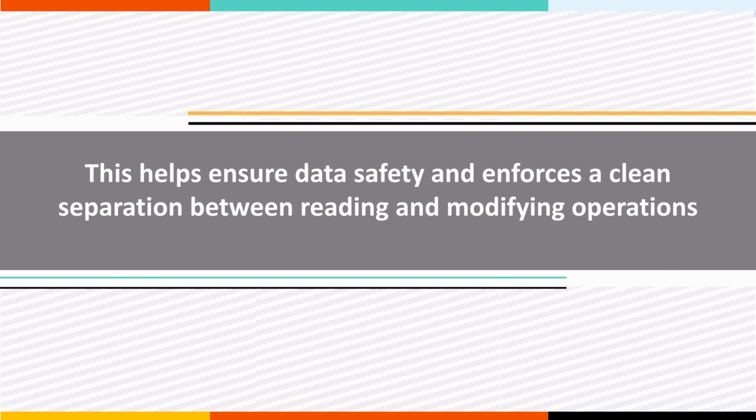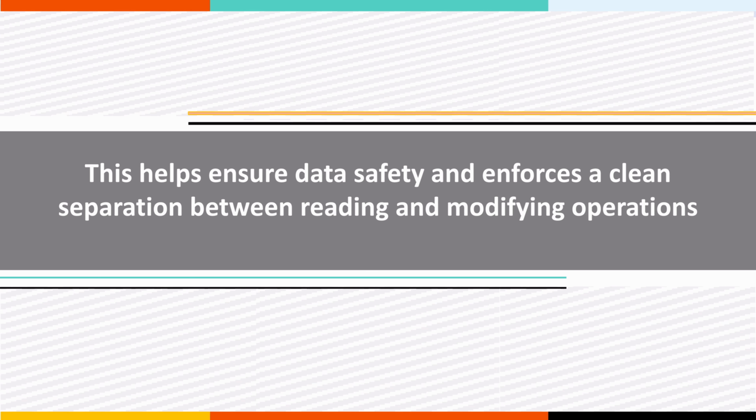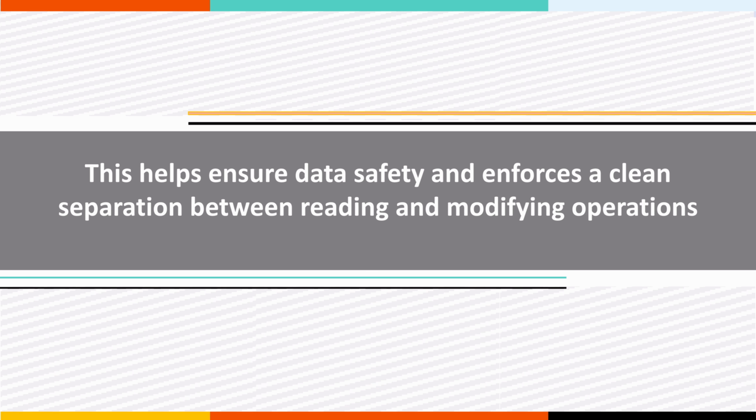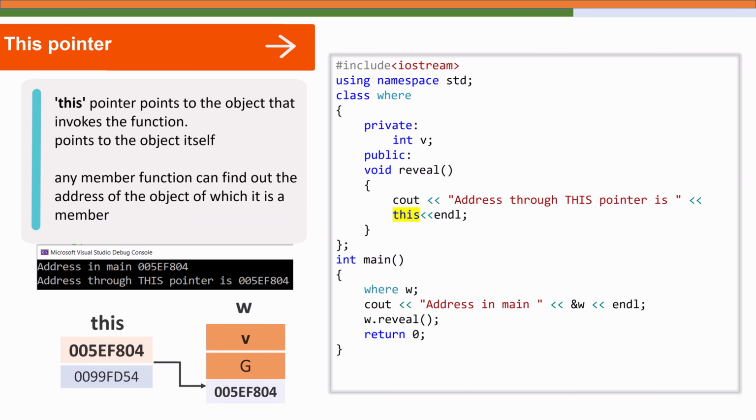Now let's look at another important concept in C++ classes, that is the this pointer. Whenever we call a member function for an object, C++ automatically passes a hidden pointer to that object into the function. That hidden pointer is called this. So inside any member function, the this pointer always points to the object that invoked that function.